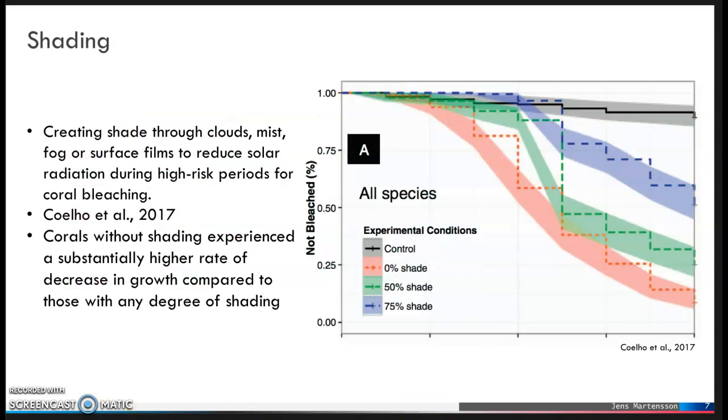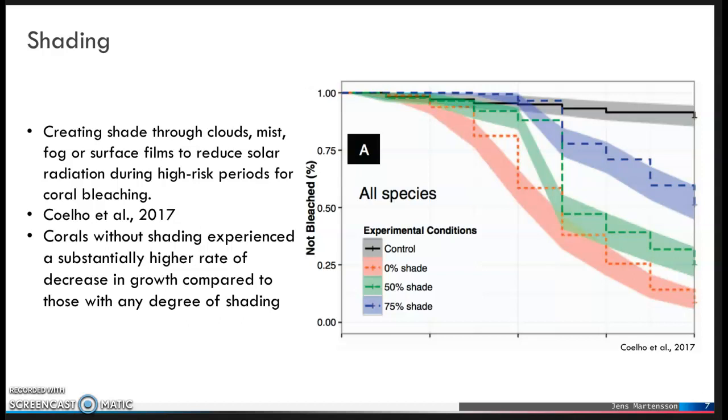So we're going to be looking at shading, which is essentially creating shading through clouds, mist, fog, or surface films to reduce solar radiation during high-risk periods for coral bleaching. As depicted in this figure, survival curves show the probabilities of coral bleaching over cumulative thermal stress, measured in weeks, regarding coral species and light levels.